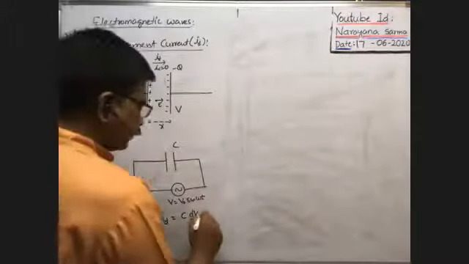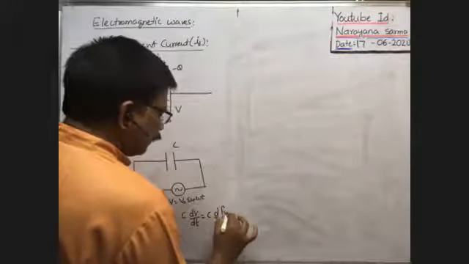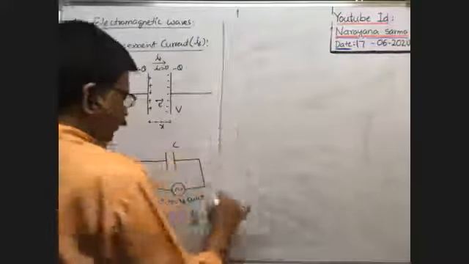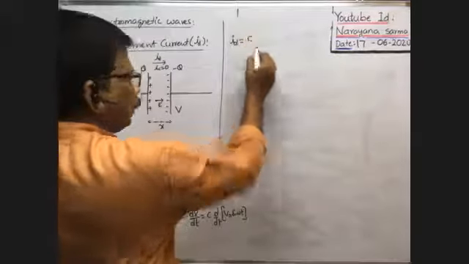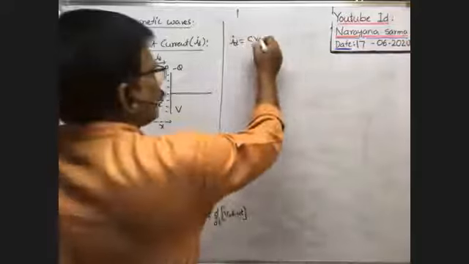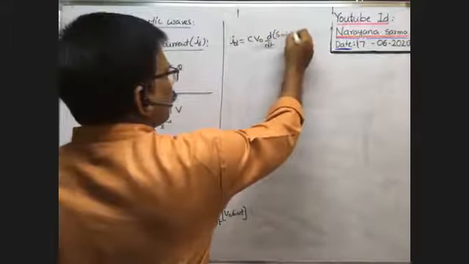Here V means V naught sine omega t. Therefore, displacement current ID is equal to C into d by dt of V naught sine omega t. V naught is also constant, so you write it outside: C V naught into d by dt of sine omega t.